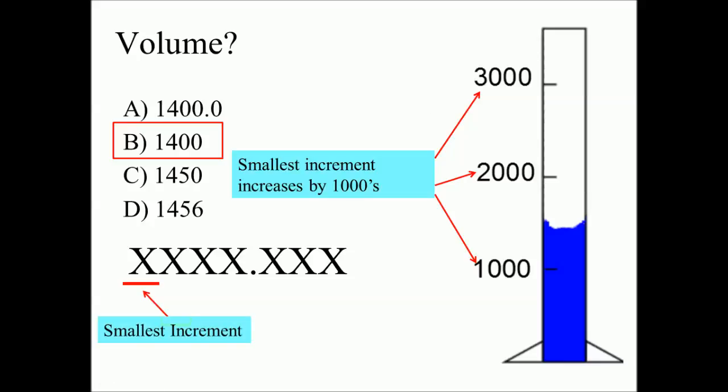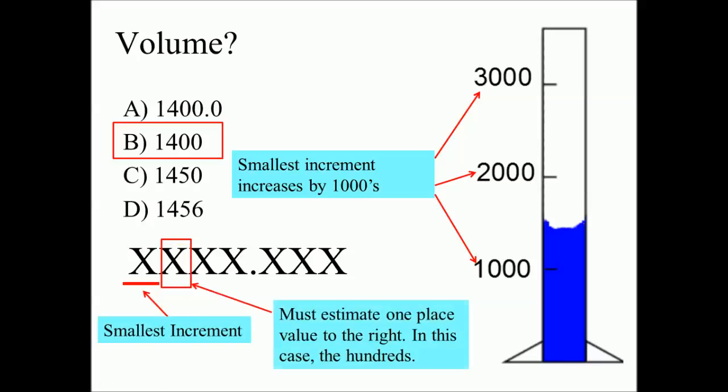Well, since our smallest increment is the thousands place, we have to estimate to the hundreds. Has to be done. We're always going one place value to the right. And looking at the bottom of this awesome meniscus here, I think it's a little under halfway, so I would estimate it to be 1400.